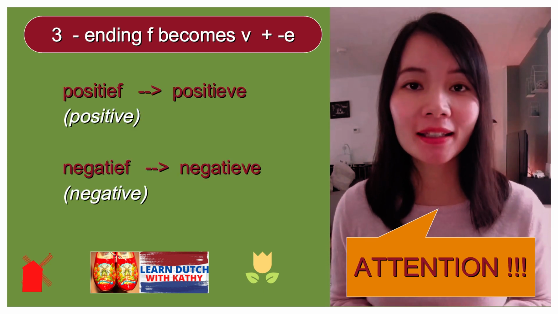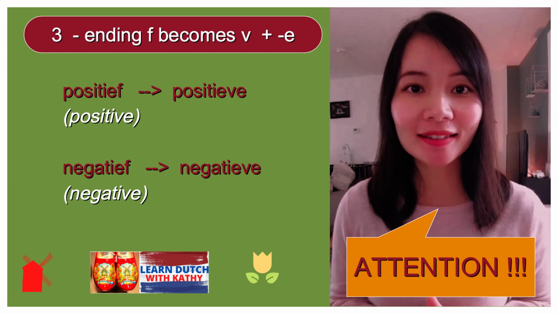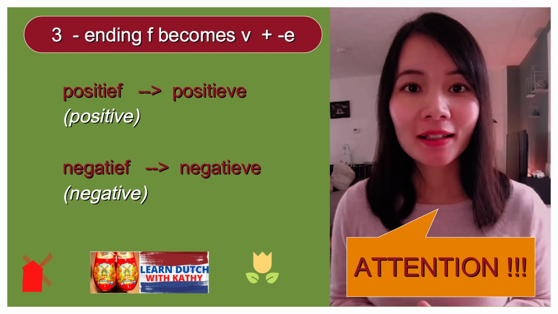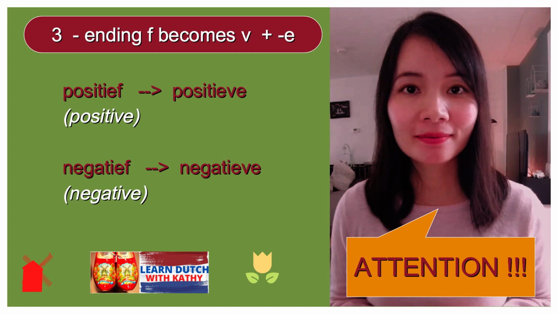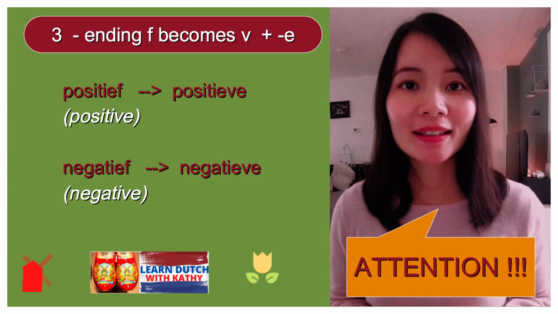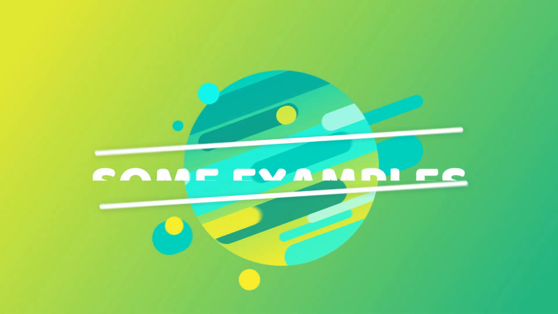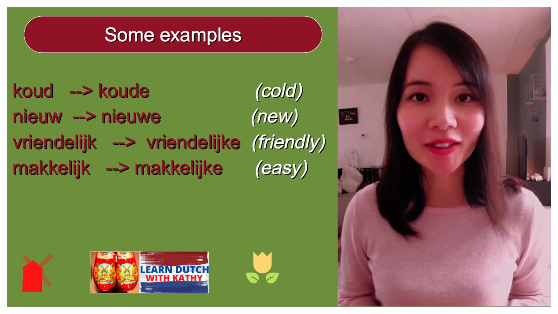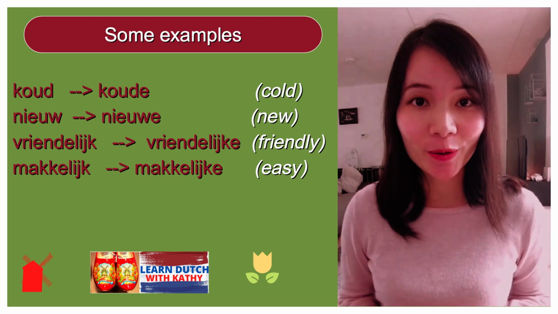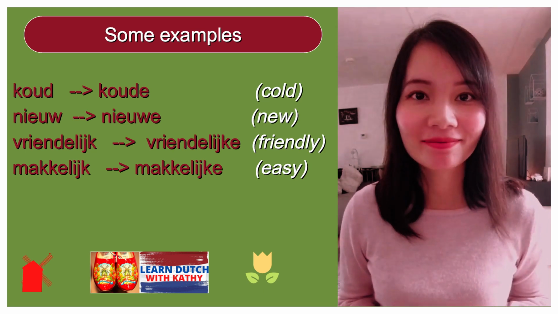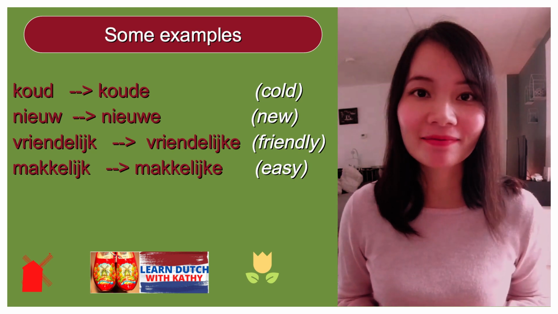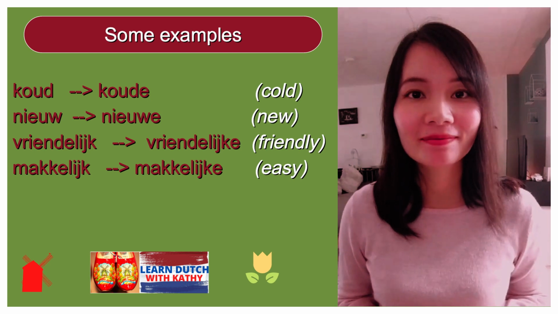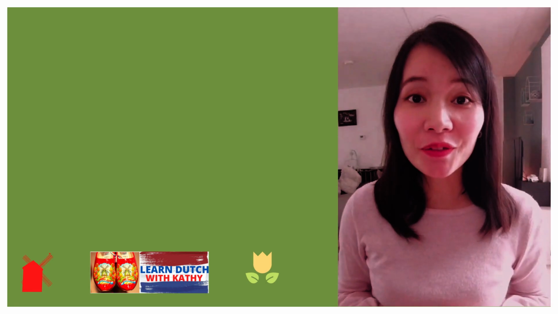And last but not least, if an adjective ends with an f, the f should be changed to v before you're adding e at the end. For example, positief, positieve, negatief, negatieve. Koud, koude. Nieuw, nieuwe. Vriendelijk, vriendelijke. Makkelijk, makkelijke. And that's all for today's lesson.